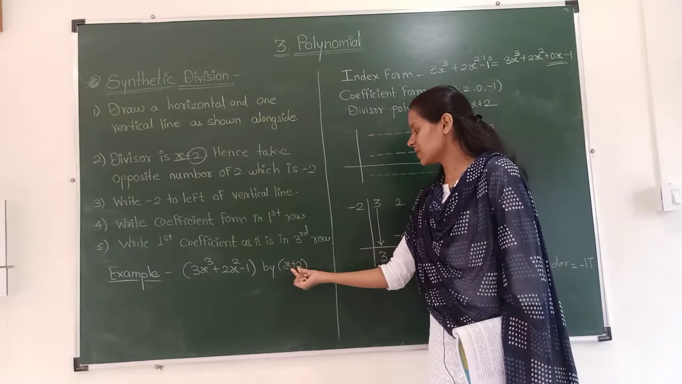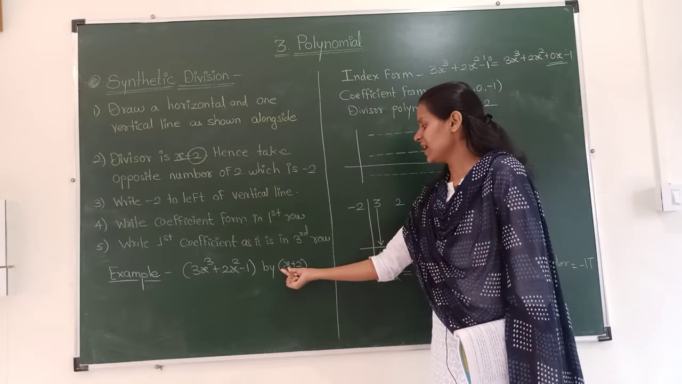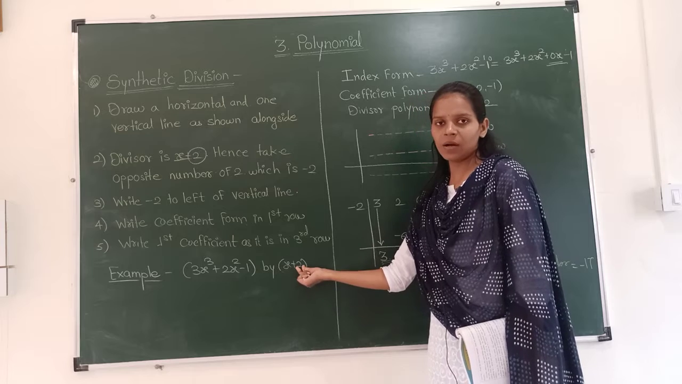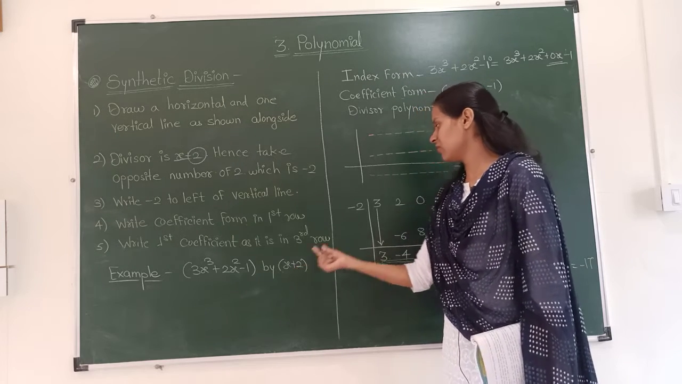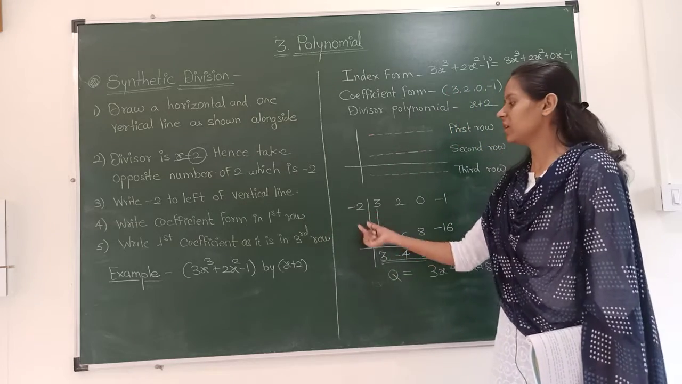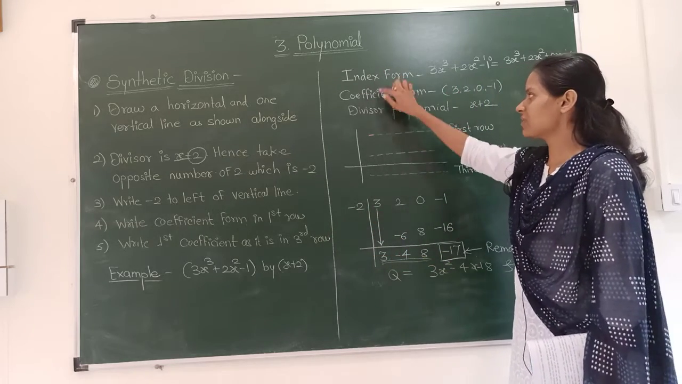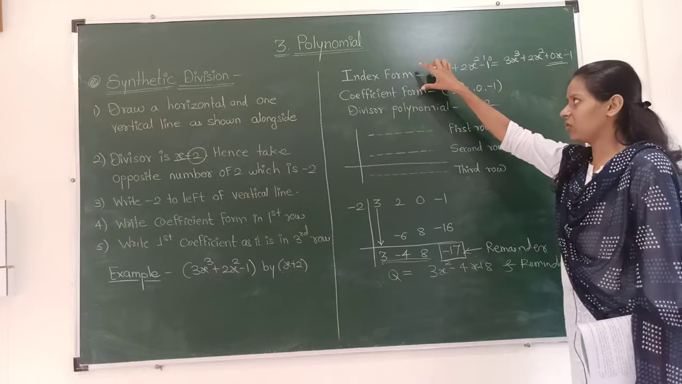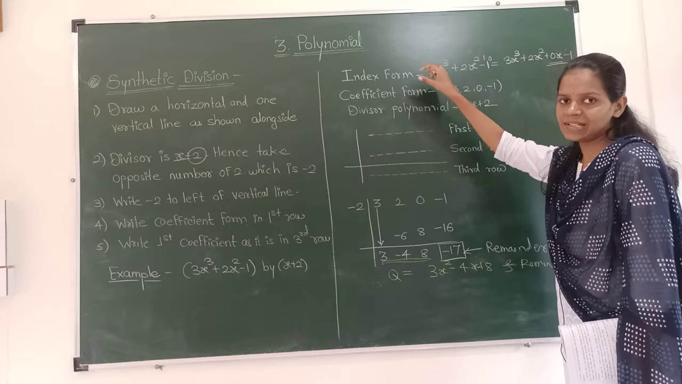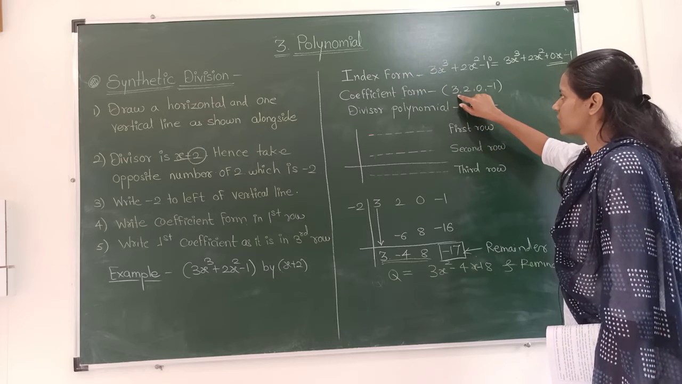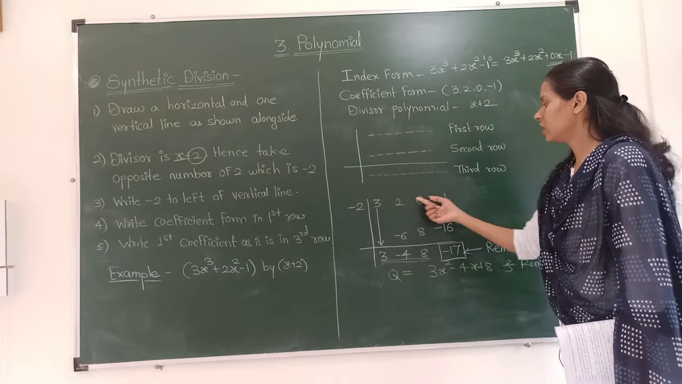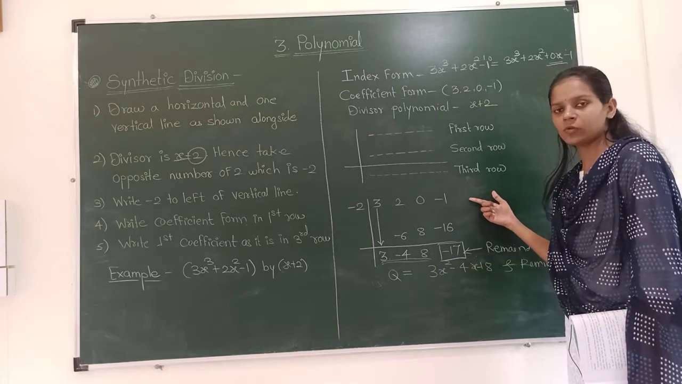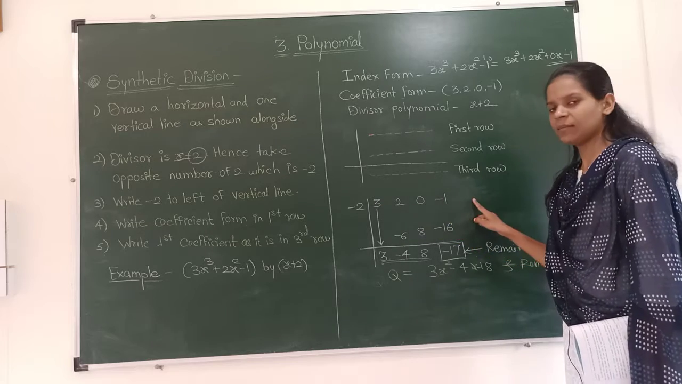Now here is x plus 2 which is the divisor. x is the variable but 2 is the number and the opposite number of plus 2 is minus 2. Therefore we have written minus 2 over here. Now the index form and coefficient form I have written over here. You know how to write index and coefficient form. The coefficient form for this example is 3, 2, 0, minus 1. We have written all the coefficients in the first row, 3, 2, 0 and minus 1.